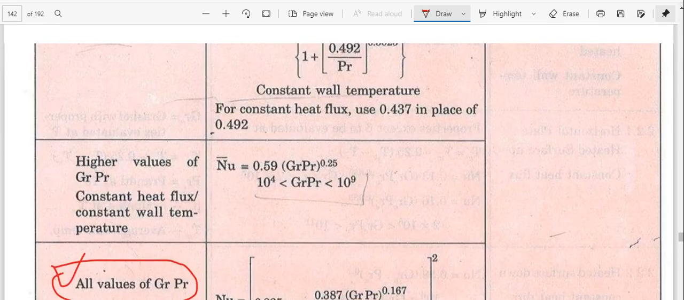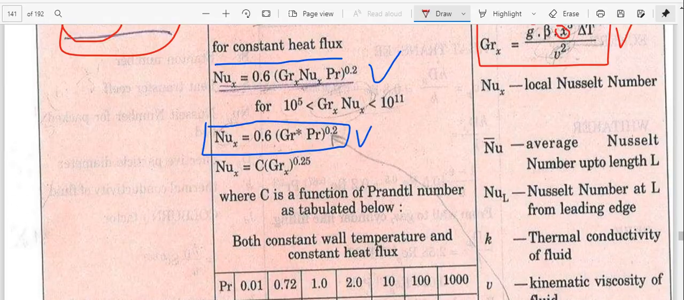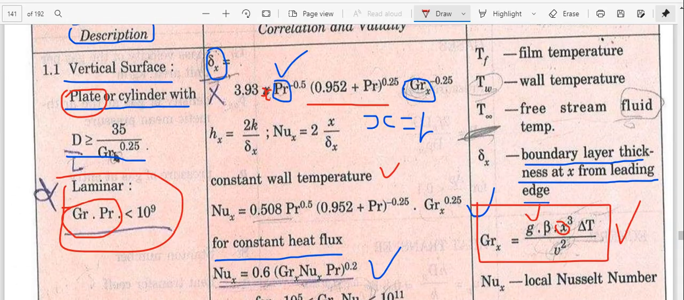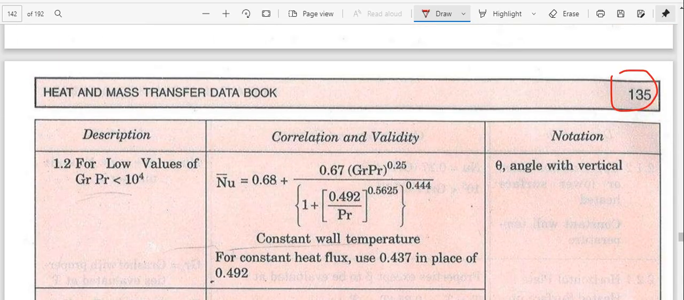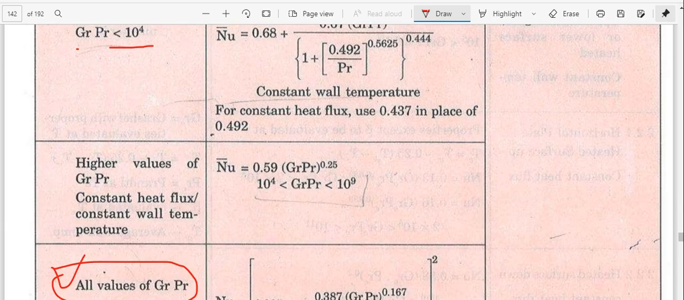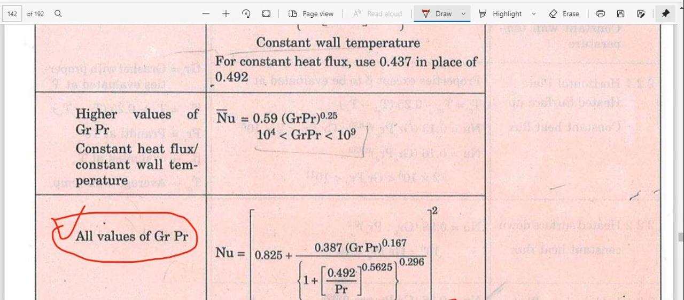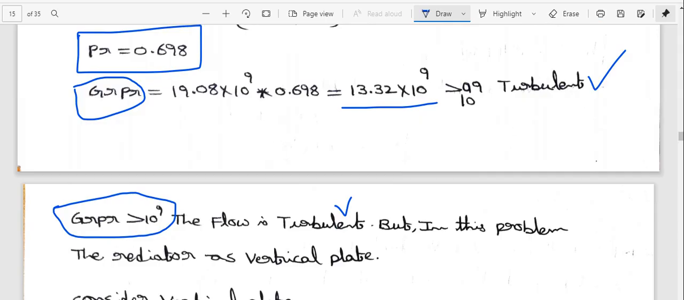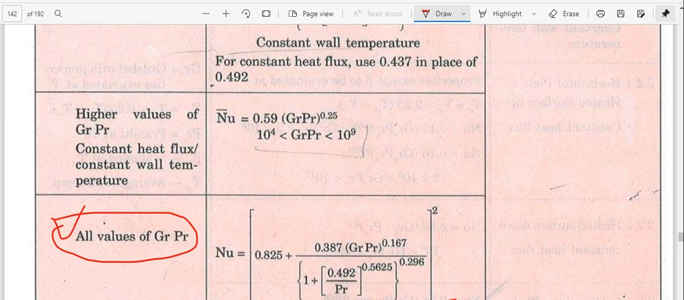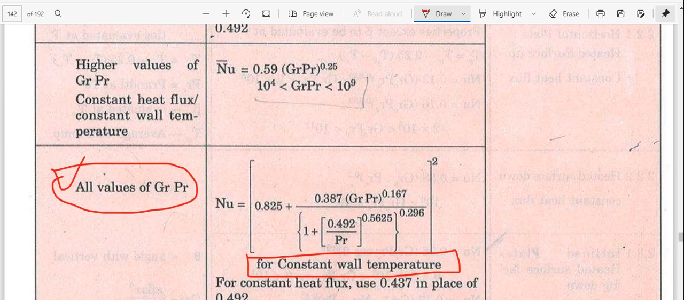In the laminar flow, the GrPr value is less than 10 power 4 for the low range. For the higher range of GrPr, in the case of constant heat flux or constant wall temperature, our value is greater than 10 power 9, that means 13.32 into 10 power 9. So that's why I am considering this formula for all values of GrPr.